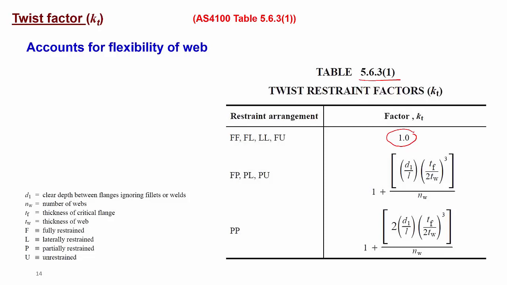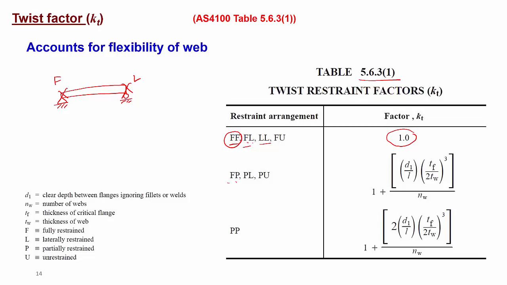Now you can see, depending on the condition, we'll discuss what F, L and U mean now. So if it is a beam here, what kind of restraining conditions are at the ends? If it is fully restrained at this point, that is written as F, and if it is fully restrained at both ends, that is considered an FF condition. So in that case, KT equals 1.0. Similarly, if it is fully restrained at one end and laterally restrained at the other, so that means it cannot move laterally at that point, that is FL. LL means that both ends are laterally restrained, and FU means that one end is fully restrained and the other end is not restrained at all, an unrestrained section, and then KT is taken as 1.